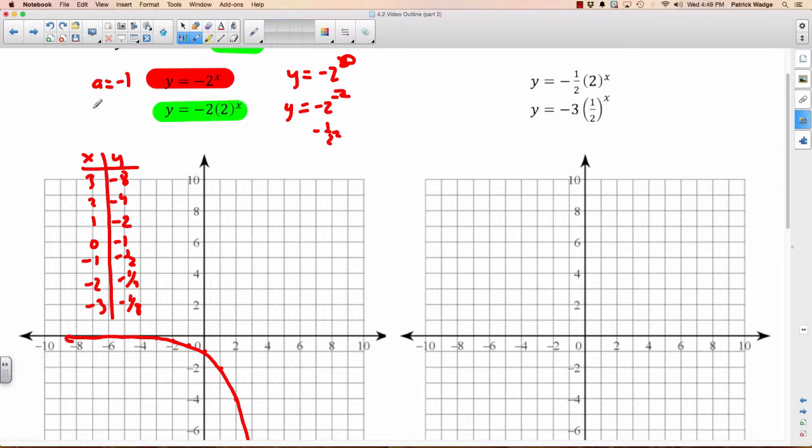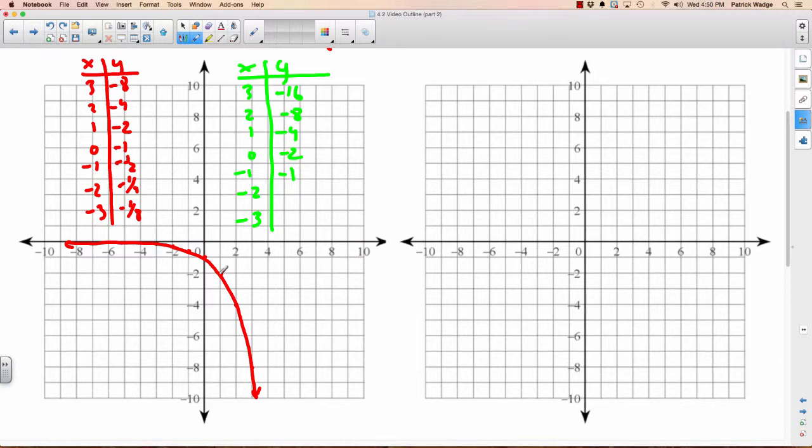Okay, so the next one, the a value is equal to negative 2. First of all, we put 3 in here. 2 cubed is 8 times negative 2 is negative 16. You put 2 in here, 2 squared is 4, times negative 2 is negative 8. Put 1 in here, 2 to the first power is 2, times negative 2 is negative 4. So compare these to these. What's the only difference? You're multiplying them all by 2 again. And that makes sense because it's exactly the same, except instead of having a negative 1, you have a negative 2. So instead of having negative 1 here, you should have negative 2. Instead of negative 1/2 here, you should have negative 1. Yeah, all the y values should be twice as much.